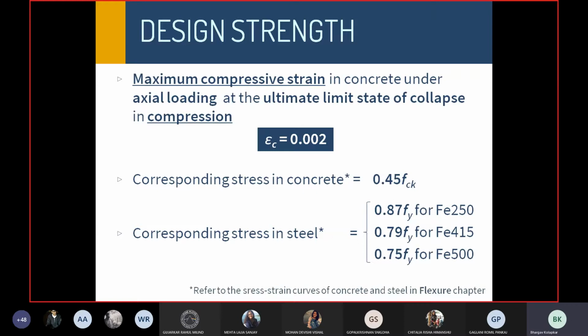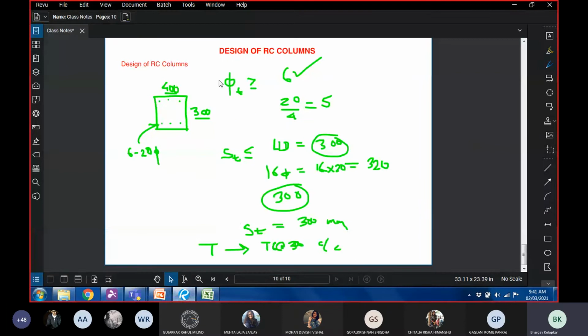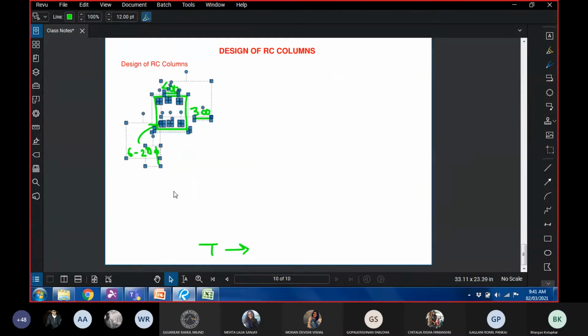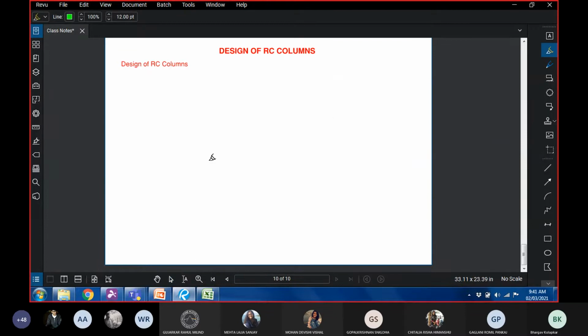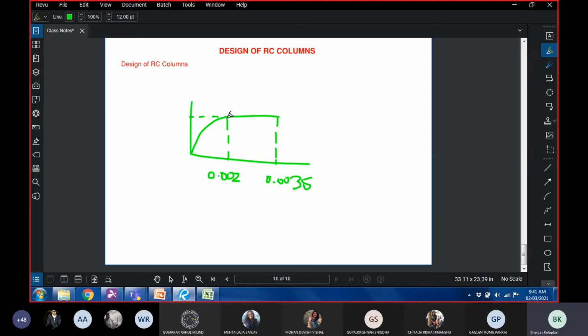So for beams, the value is 0.0035. For columns under axial compression, the value is 0.002. Now, we have looked at the stress strain curve for concrete. So this value is 0.002 and this value is 0.0035. Does someone recall this value? So this is stress here, this is strain here. What is this value here?